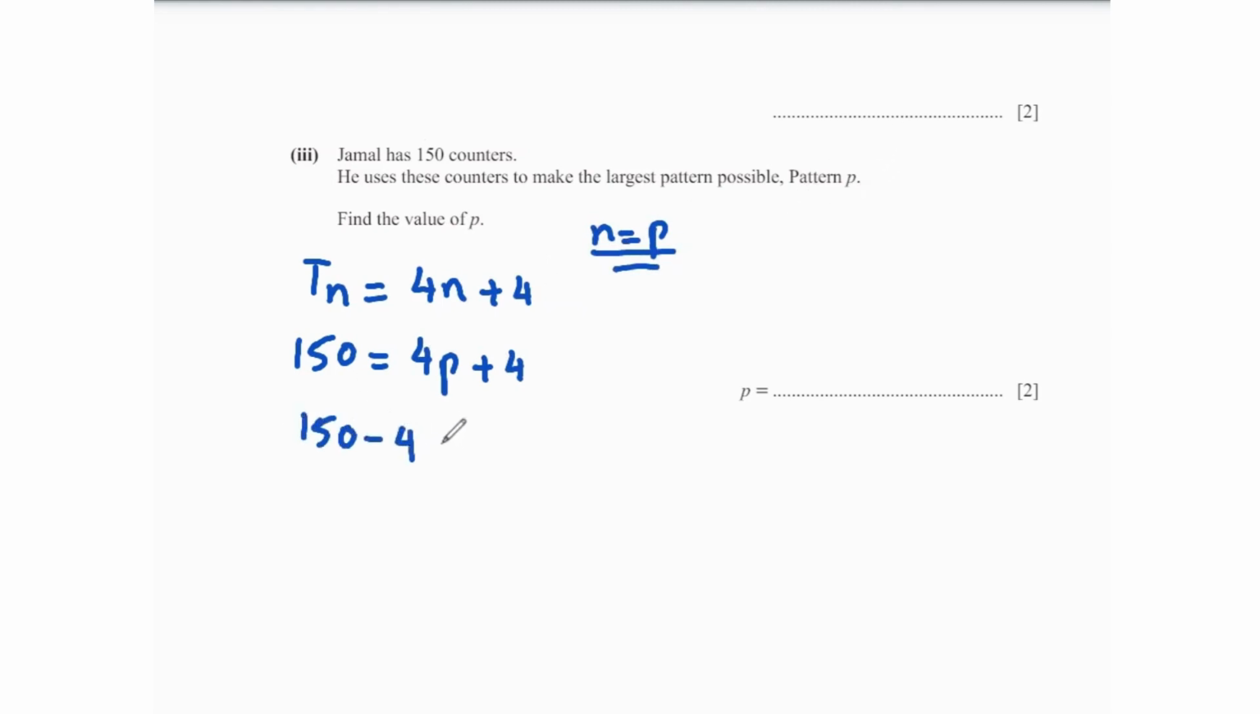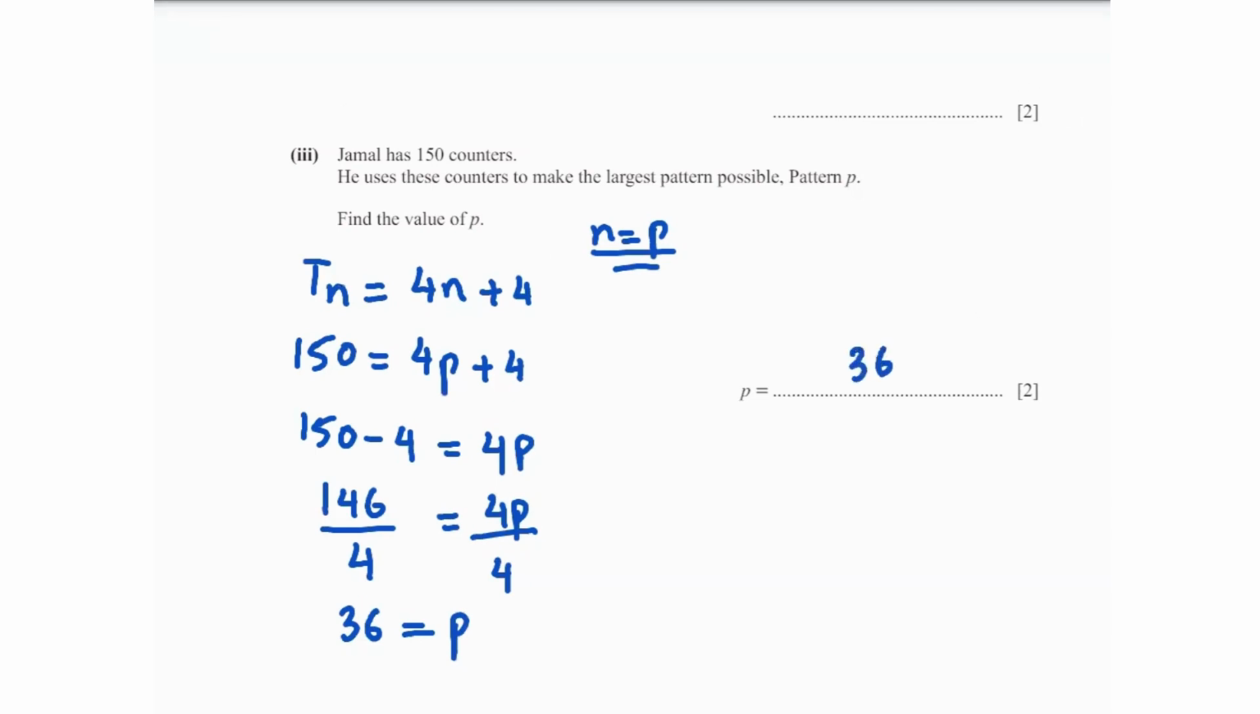150 minus 4 equals 4p, which is 146. Then divided by 4, that's going to give us 36. So p value is 36.